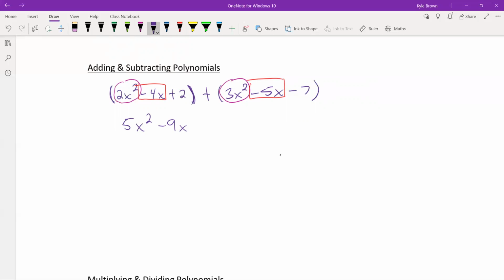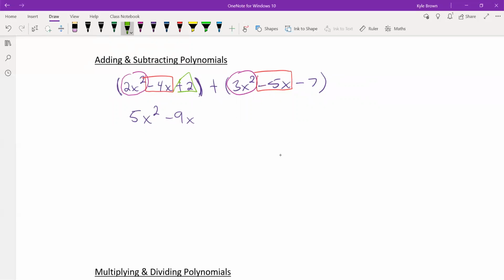Okay. Then the last one here, I'll put a triangle maybe around just our numbers on the end there. So we've got 2 minus 7. So if you're at 2 and you take away 7, you're going to be at negative 5, or minus 5. So there you go. There, we added polynomials. So there's going to be one more here, but we're going to do subtracting.